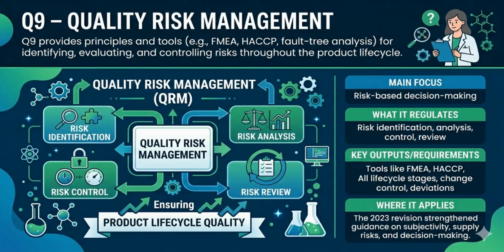Main focus of QRM: protecting the patient by ensuring product safety, efficacy, and quality; understanding processes to identify where risks originate; making decisions based on science and data, not assumptions; prioritizing resources toward high-risk areas; maintaining lifecycle control through continuous monitoring and review; ensuring transparency and documentation of all risk decisions.